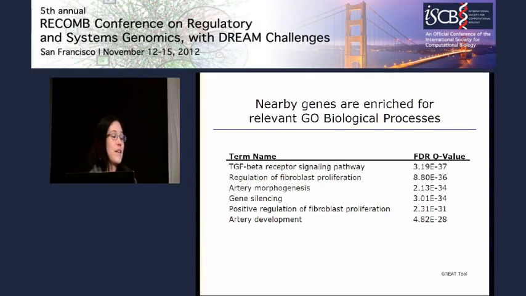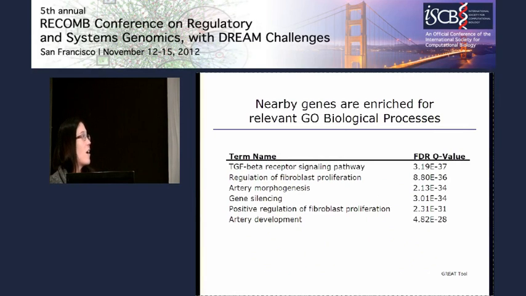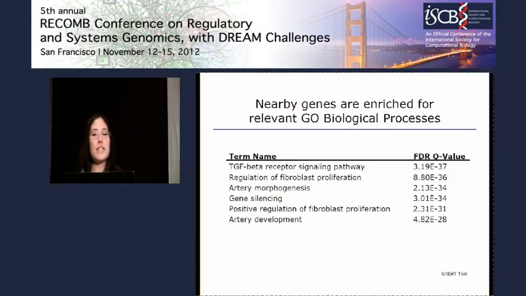Next, we used the GREAT tool out of the Bejerano lab, and we're able to see that the genes near our heart enhancers are enriched for heart functions, which is great. So we see artery morphogenesis, artery development, TGF-beta receptor signaling pathways. And again, we see similar patterns for the limb and for the brain enhancers being enriched near functions that are relevant to those tissues.